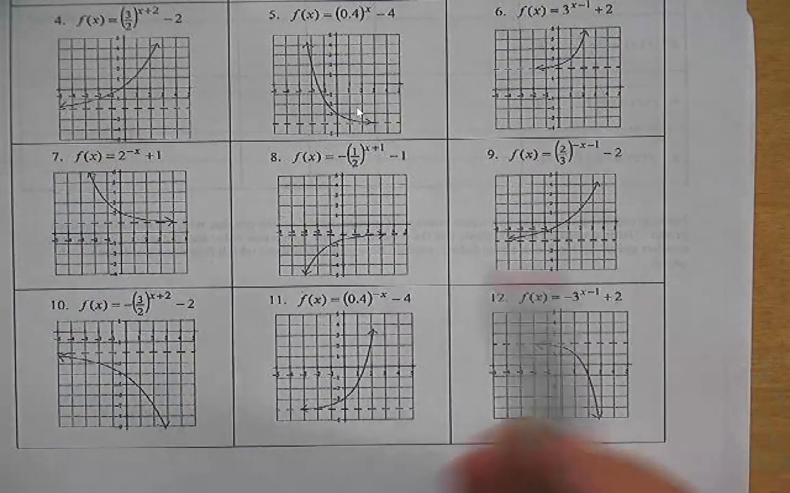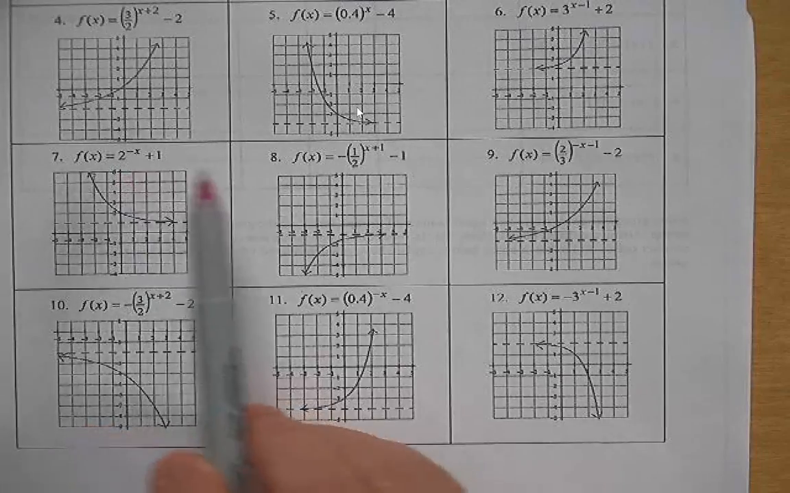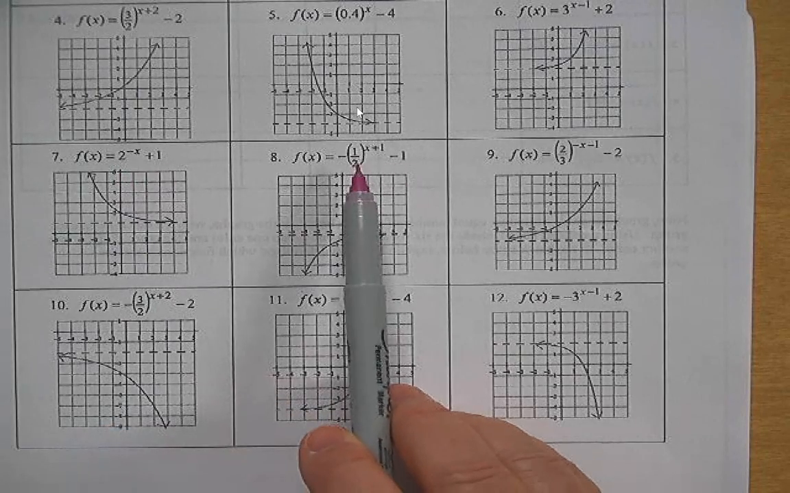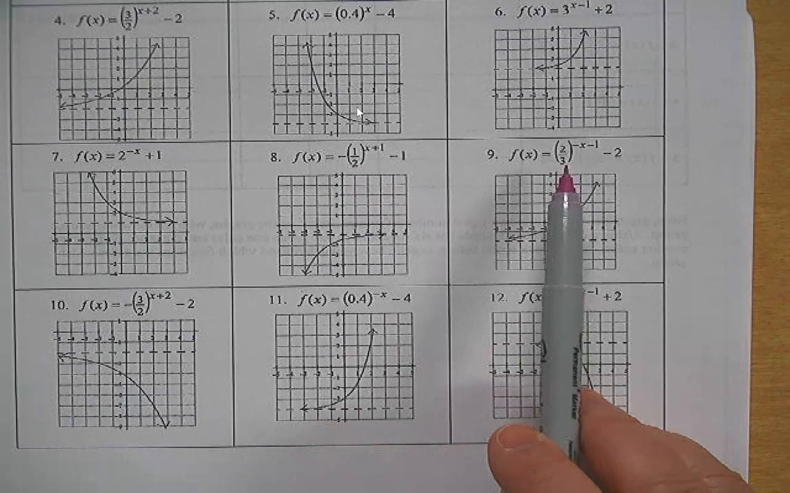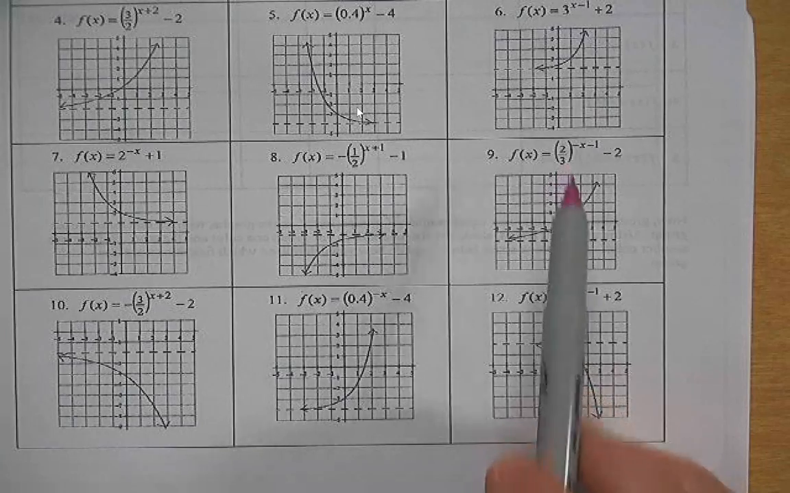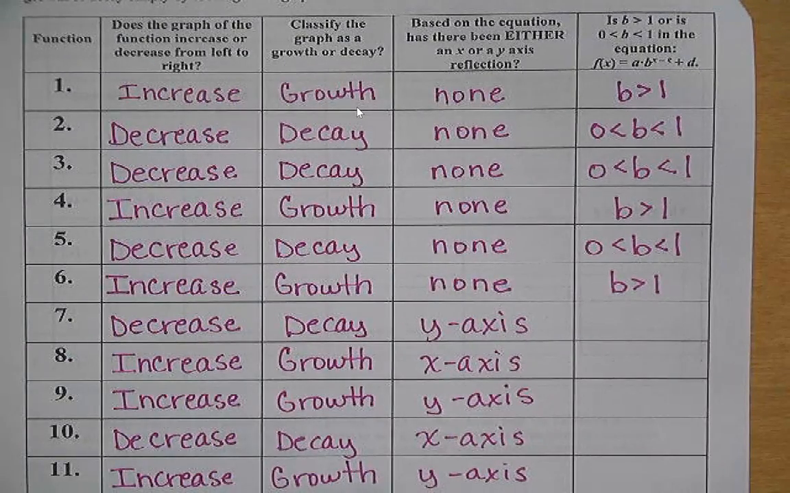All right, looking at number 7, we have a b value that's greater than 1, which is 2. Number 8, the b value is 1/2. That's between 0 and 1. And number 9, we have 2/3, which is, of course, between 0 and 1. Let's add this to our chart here.